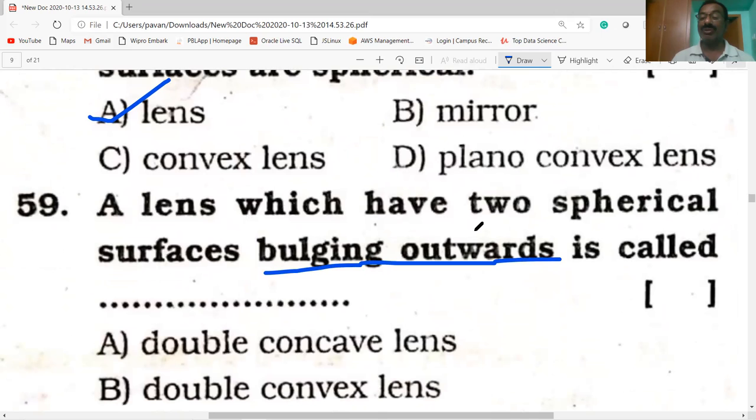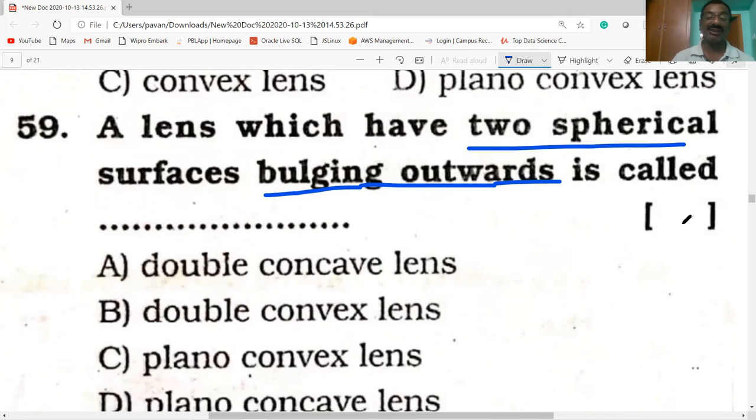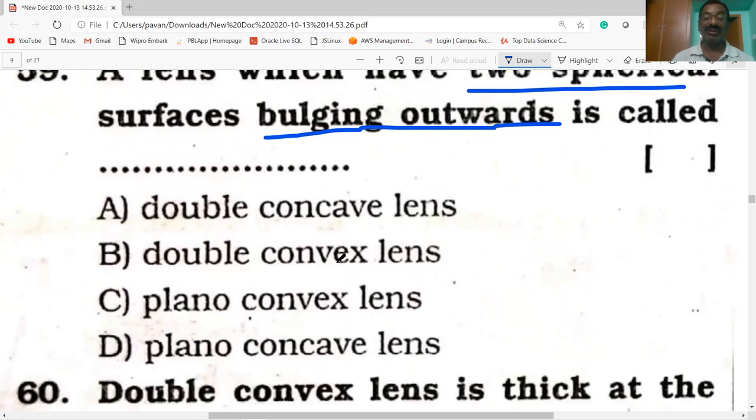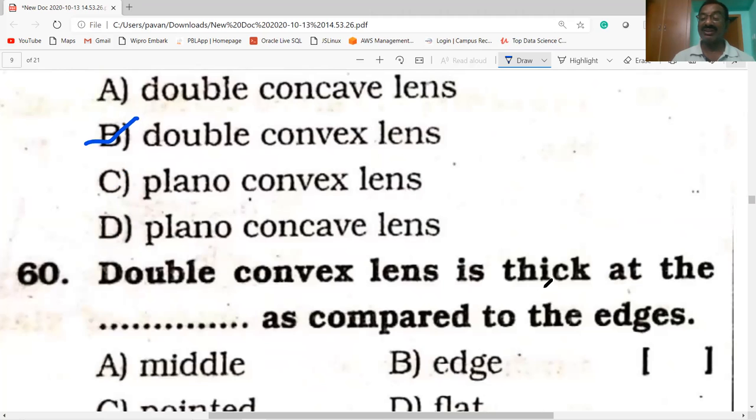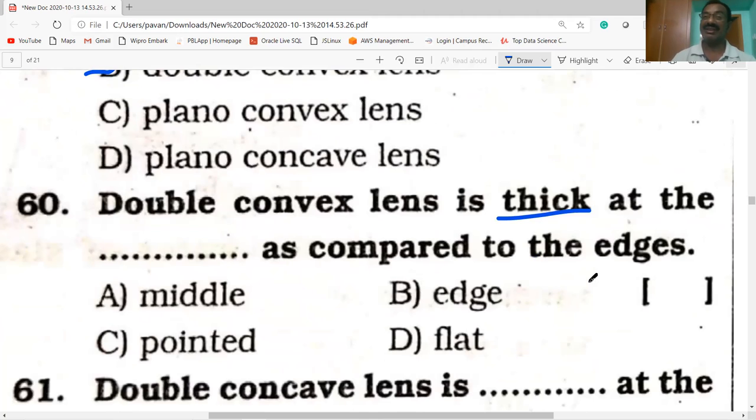Bulging outward by pike ubhyatuga unnatuvanti spherical surfaces tho kalisinatuvanti lens ne untaru. Double convex lens. Similarly, a double convex lens is thick at the middle and thin at the edges. So thick at the middle when compared to the edges. So double convex lens is madhyalo mandanga untundi, edges vadda chivaral konala vadda palsaga untundi.